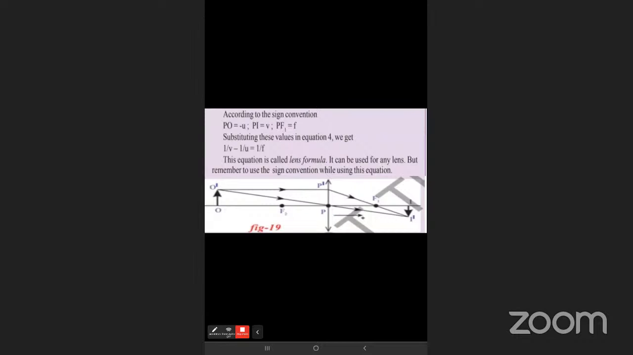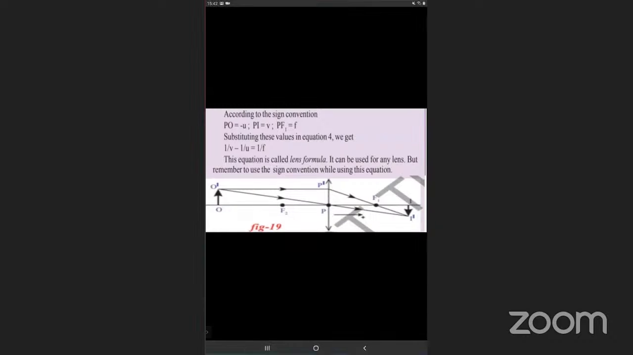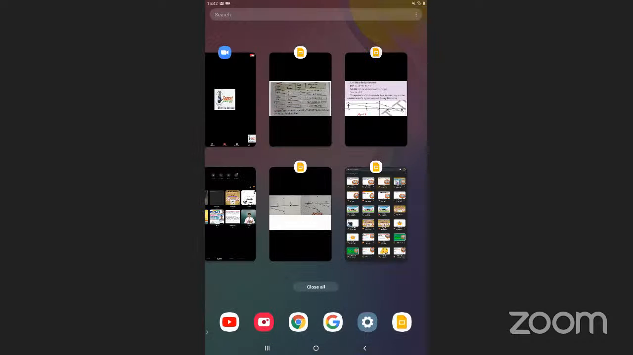After this lens formula, we have magnification and example 6, and one more activity. After that, we have the lens maker's formula and example 7. With that, we'll complete this chapter. We'll continue that in the next class.